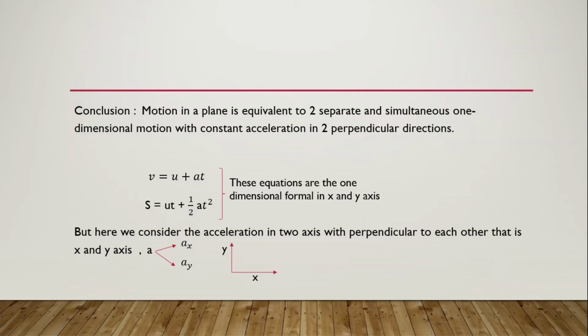These are the equations for one-dimensional motion, right? In the x and y axis. But here we are considering two-dimensional motion. So here we have considered the acceleration in two axes which are perpendicular to each other, that is what is equivalent to two separate, meaning along the x axis and along the y axis simultaneously, meaning at the same time we are considering two dimensions.